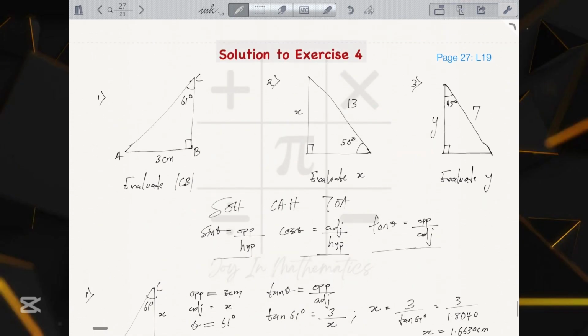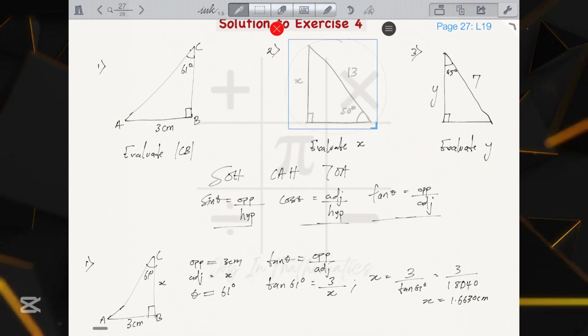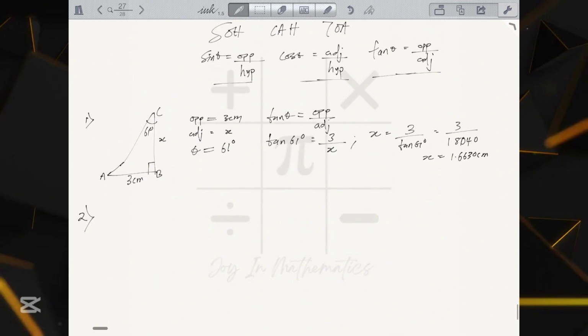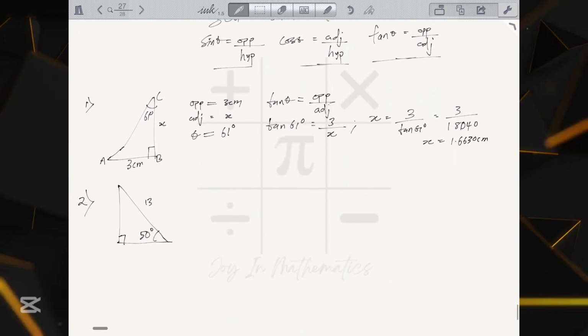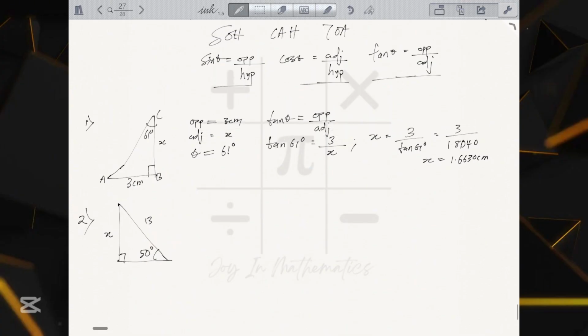Question number 2. We have the diagram, 13 to be the hypotenuse and angle 50 degrees. It is a right angle triangle, and we are looking for X. Now, in this case, the side facing the angle is known as the opposite. So we are looking for the opposite, which is X. We have the hypotenuse, which is 13, and angle theta, which is 50 degrees.